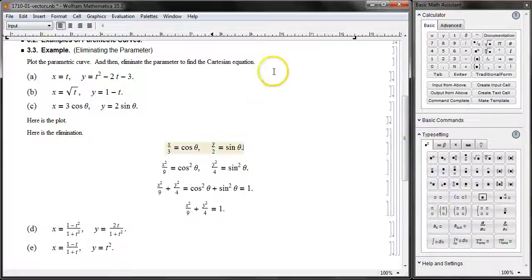Here we go. Divide by 3, I'm going to get x over 3 is cosine of theta. Divide by 2, I'm going to get y over 2 is sine of theta. Now square them both. Why did I square them both? Because I wanted to add them up later. Square them, I get x squared over 9, y squared over 4. Add them up, what do I get? I have to get 1. Consequently, we have this equation, x squared over 9 plus y squared over 4 is equal to 1. This is an ellipse.